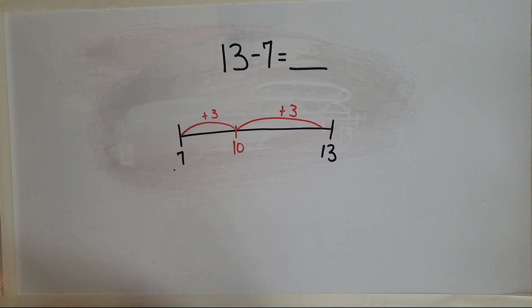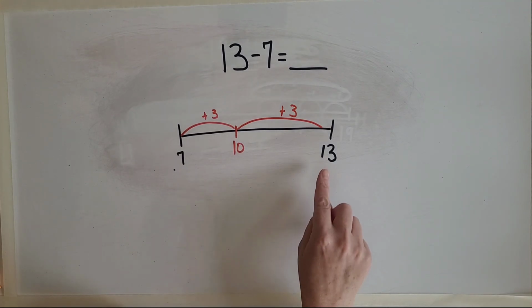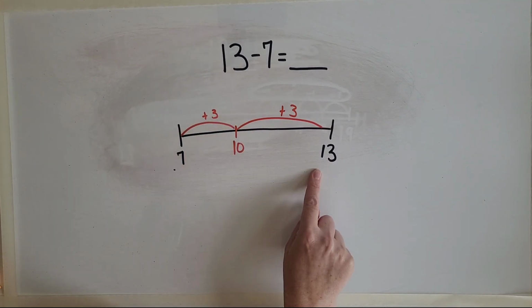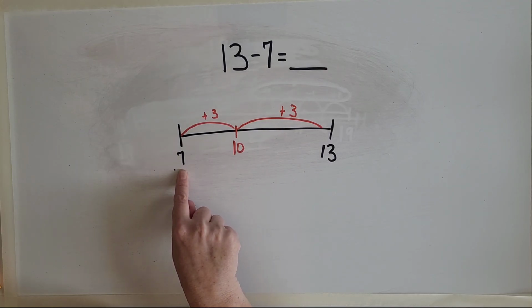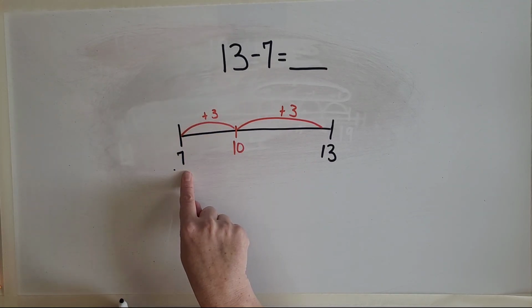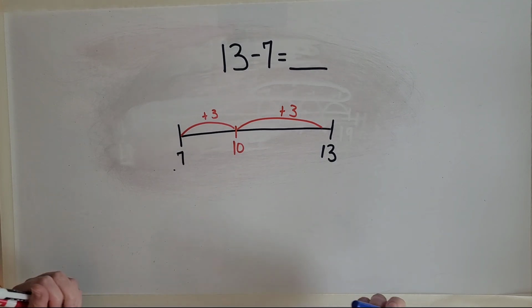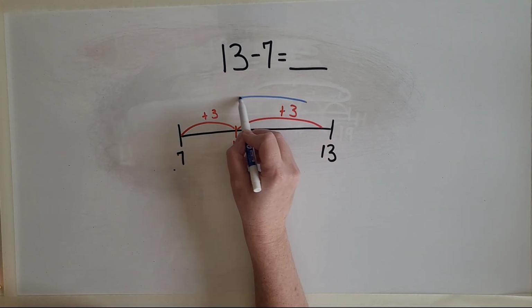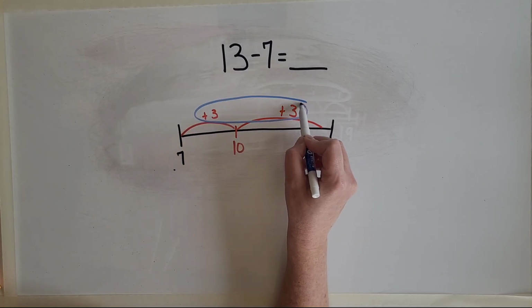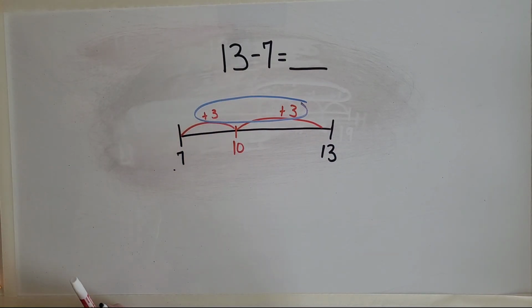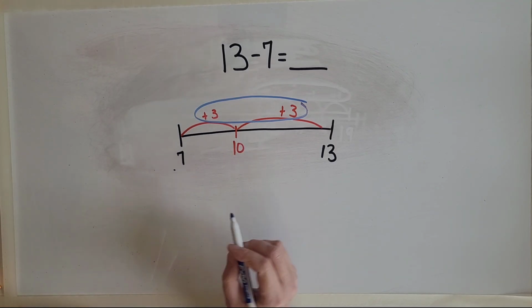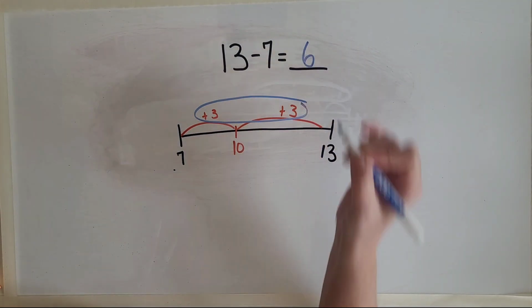So now comes the confusing part. I have the 13, I see that. I have the 7, I see that. But where is my answer? This time, my answer is in my hops. How much did I have to go backwards to get to 7? I had to go backwards 6.